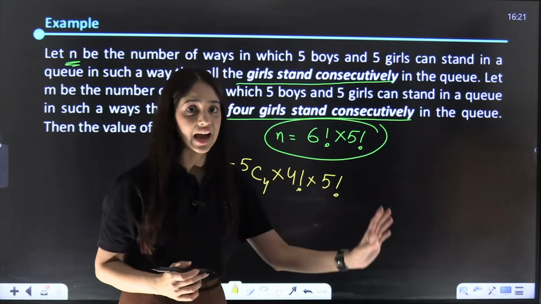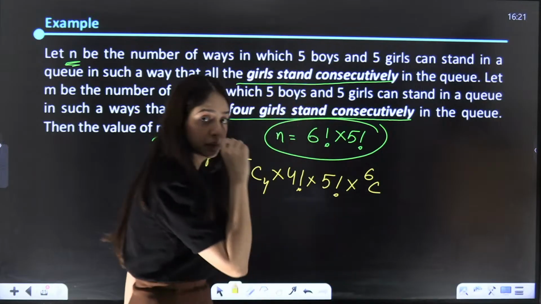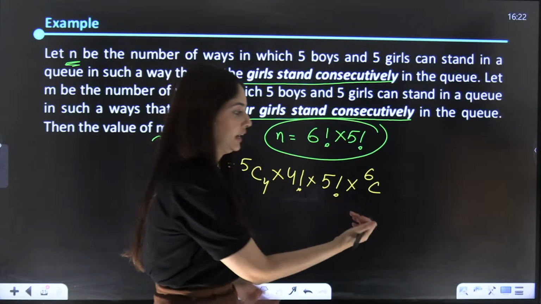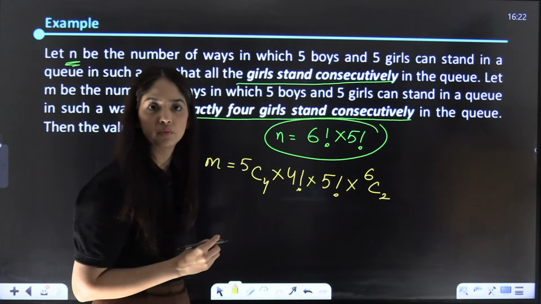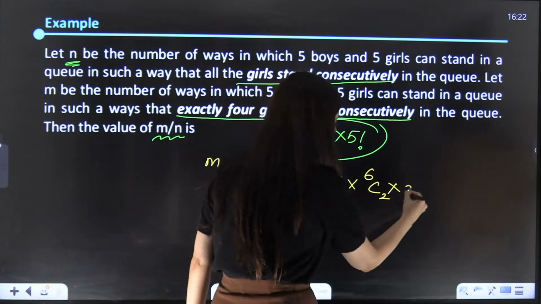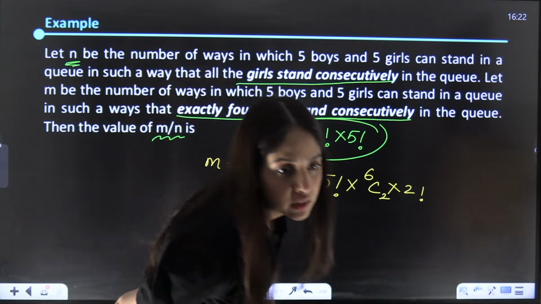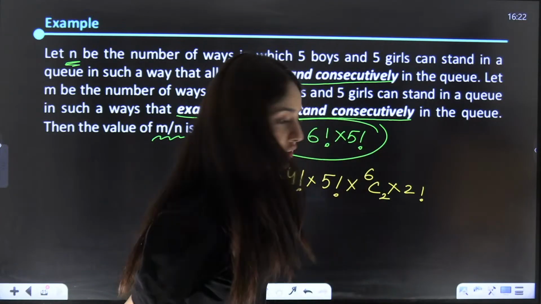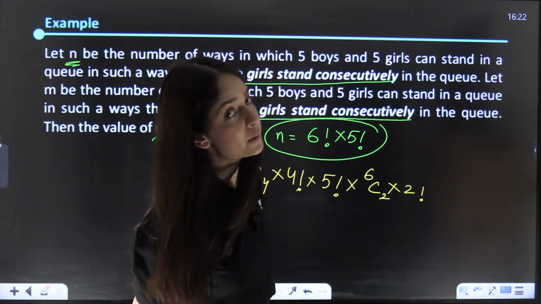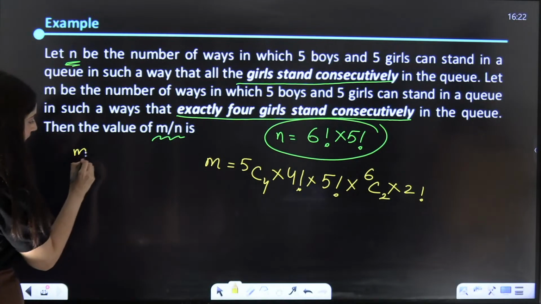Now out of the 6 gaps, because we've arranged the boys, we have to select 2 gaps to fill 1 unit of 4 girls and the 5th remaining girl. So 6C2. And then because the unit and the independent girl are distinct, we have to arrange them as well, 2 factorial. And this is our M. Correct? 5C4 into 4 factorial into 5 factorial, 6C2 into 2 factorial. Perfect. So now we just have to calculate M by N.